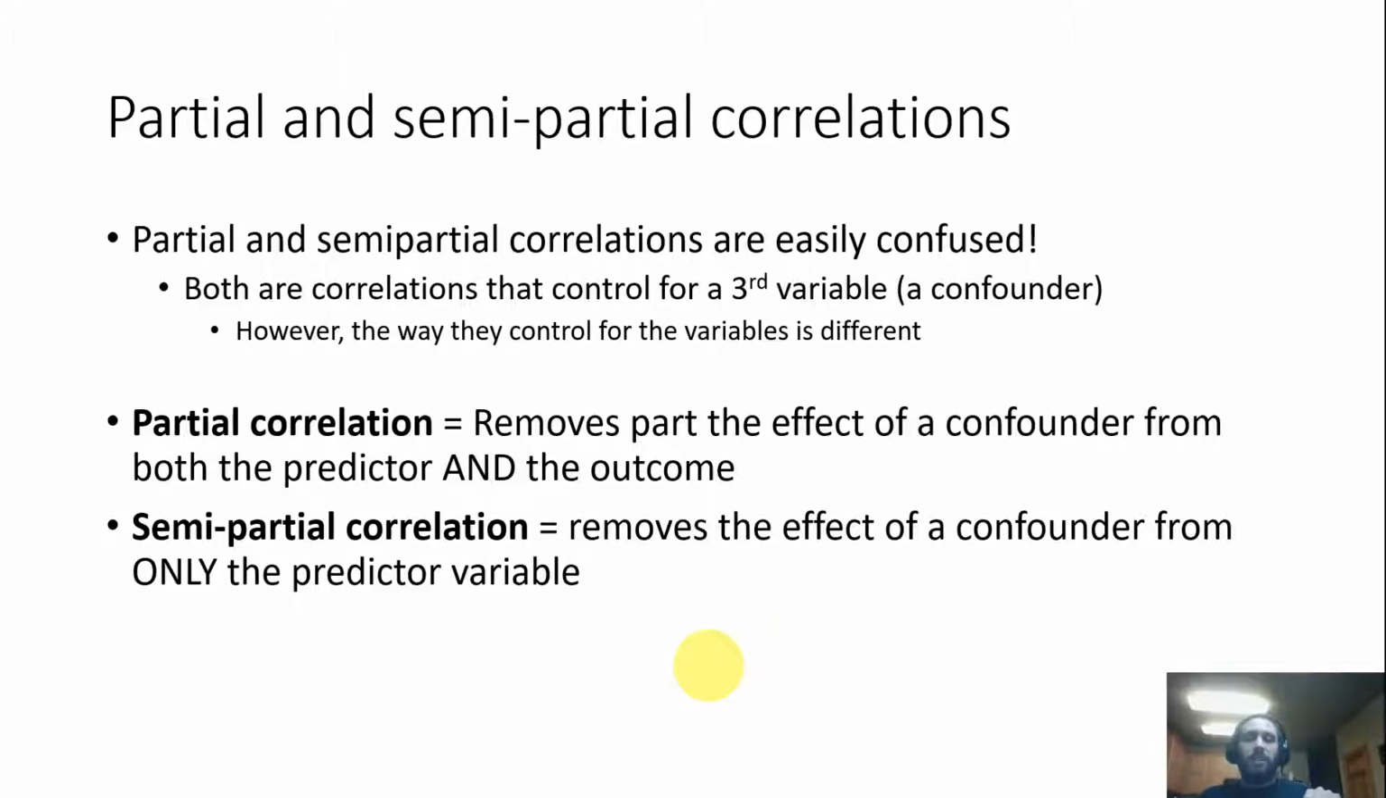A partial correlation removes the part of the effect from the confounder from both the predictor and the outcome. So notice I'm talking in terms of predictors and outcomes here. One variable is predicting another one, and we have a third variable that's confounding each of them. Then there's also semi-partial correlation, where it removes the effect of the confounder from only the predictor variable. So semi-partial correlation will only take out the variance that is explained in the predictor variable. And I got a couple of images that I think are going to help explain this as well.